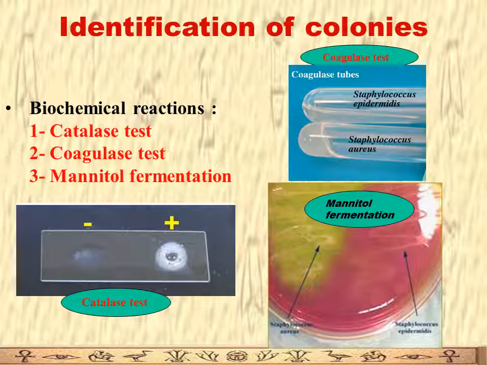We said that catalase acts on hydrogen peroxide, breaking it down into oxygen and water. So this is a slide containing a drop of hydrogen peroxide, and we take a colony from the staphylococci and put it inside this hydrogen peroxide. This bubbling indicates the release of the catalase enzyme, the breaking down of hydrogen peroxide, and the formation of water and oxygen. So this is a positive test. Nothing happened here, indicating that no catalase enzyme was produced. It's a negative test. And finally, the fermentation of mannitol can be used to identify Staphylococcus aureus.